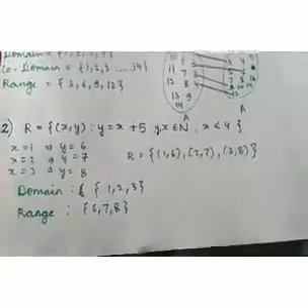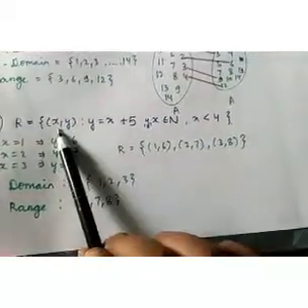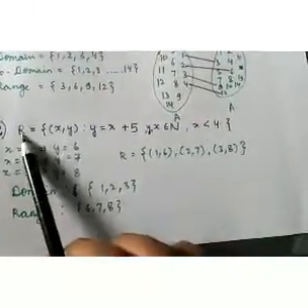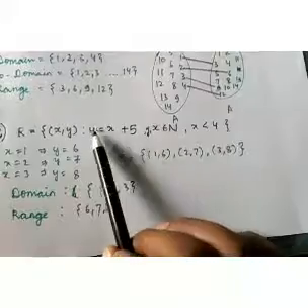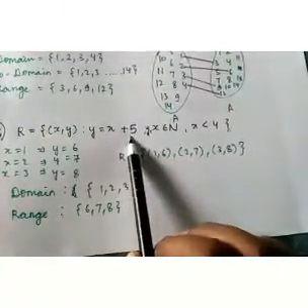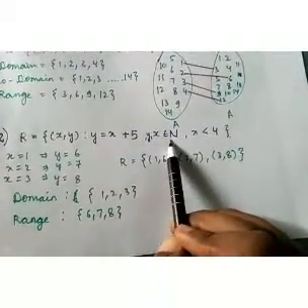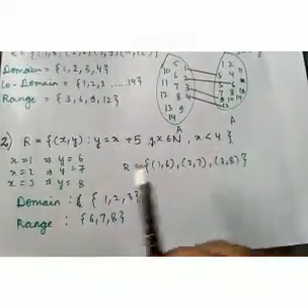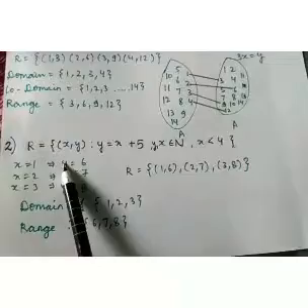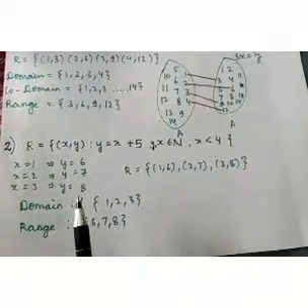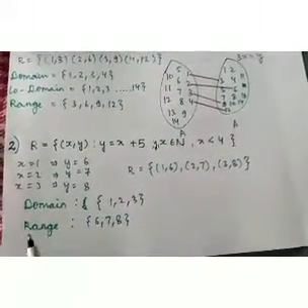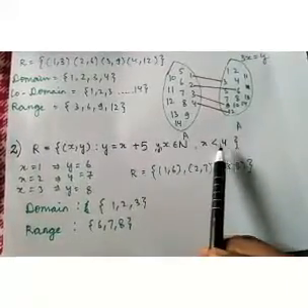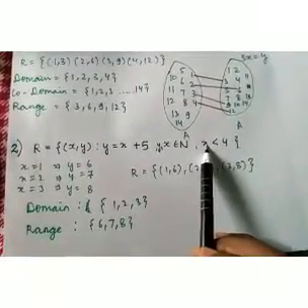Now question number 2 is that we have a relation R on the set of natural numbers, and R is defined as (x, y) such that y equals x plus 5, where x and y both are natural numbers, and we are given that x is a natural number less than 4. So we have to write the relation R, and then write the domain and range. Now, x is less than 4. That means we can take the values of x as 1, 2, 3.